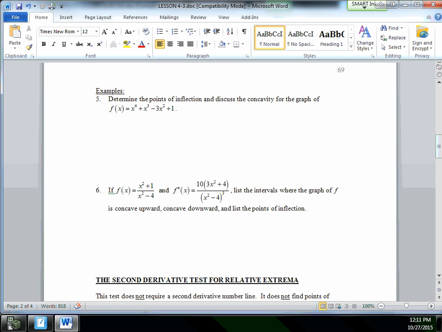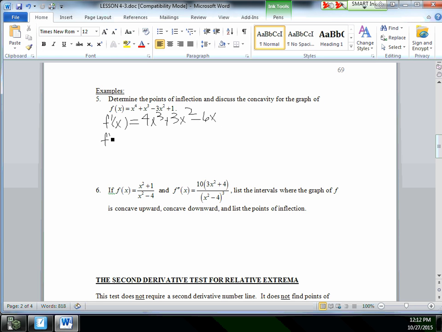We have to discuss the concavity and the points of inflection. Whenever you read points of inflection or concavity, you just need to think that is the second derivative. So get to the second derivative. Right now we're at 4x cubed plus 3x squared minus 6x.